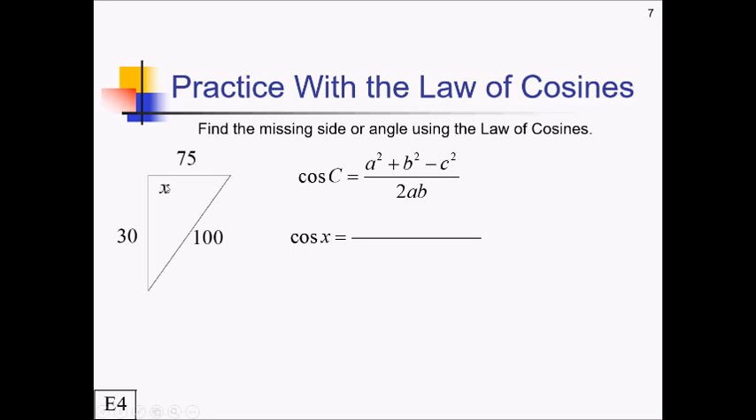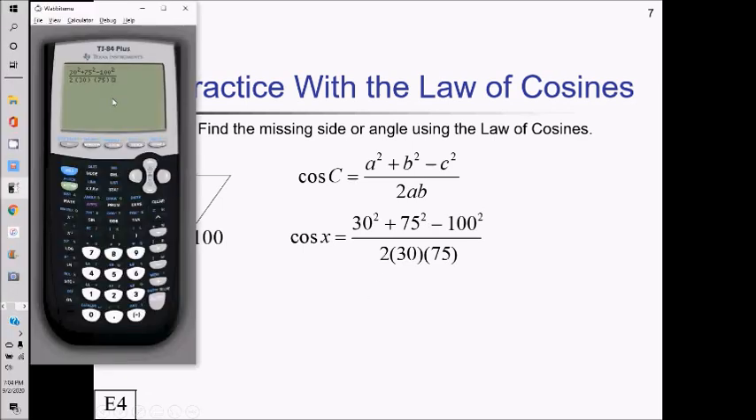Now, the angle is right here that we're looking for. So the side across from that, which happens to be 100, that's going to be our c value. Not because it's the biggest leg of the triangle, but because it is across from the angle that you are looking for. So that means a and b are 30 and 75. So we've got 30 squared plus 75 squared up there, minus 100 squared, all over 2 times 30 times 75. Plug that into the calculator.